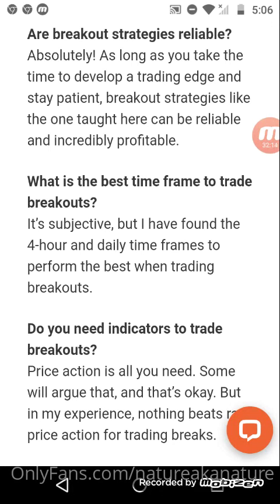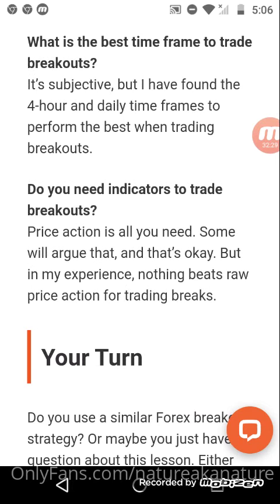Do you need indicators to trade breakouts? Price action is all you need. That's why we're going to go over price action again. Price action really is all you need. Resistance and support levels are considered price action too. Some will argue that, and that's okay, because no two traders are alike. But in my experience, nothing beats raw price action for trading breakouts.